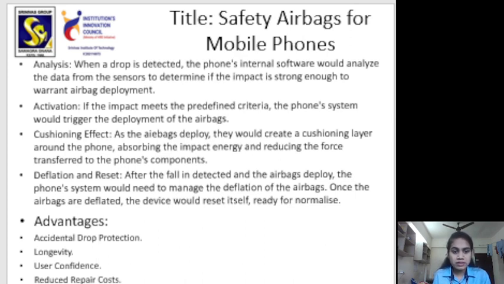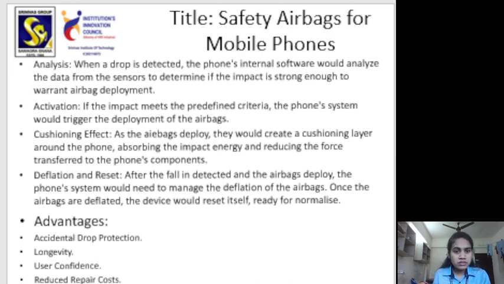Deflation and reset. After the fall is detected and the airbags deploy, the phone system would need to manage the deflation of the airbags. Once the airbags are deflated, the device would reset itself, ready for normal operation.